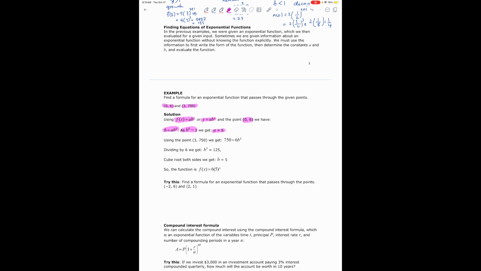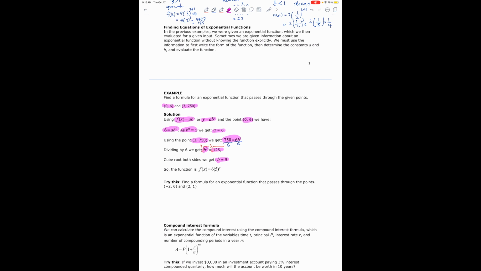Now we're going to use the next point. If you use the point (3, 750) and plug it into the function, you get 750 equals 6, because we found a to be 6, times b to the third power. Now we're going to solve for b, so the first step is to divide both sides by 6. If you divide by 6, you get b cubed is equal to 125. Now you're going to take the cube root of both sides, and that will give you b is equal to 5.